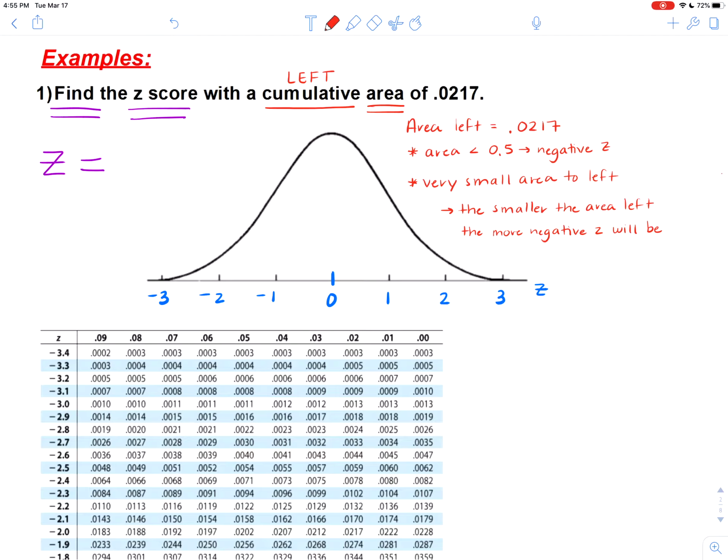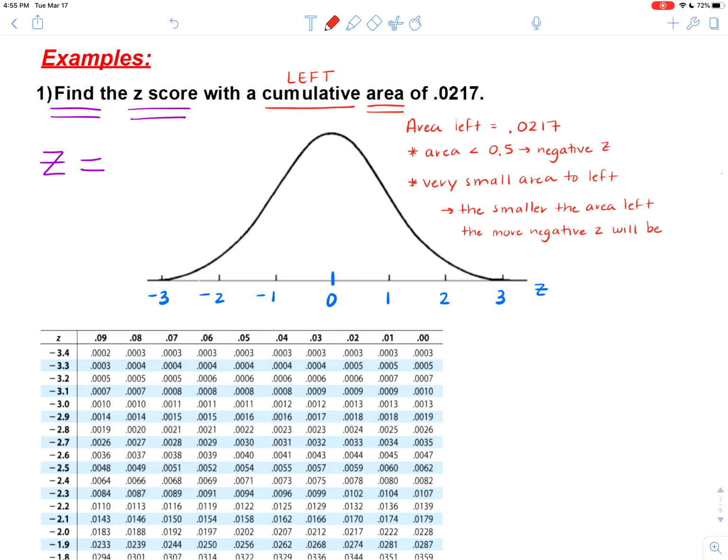I also mentioned in the last couple of classes, make sure that you are labeling values. If it's a z-score, label it as z. If it's an area, label it as an area. That's going to become even more important in this section, just making sure that you're not confused about what you have and what you're trying to find.